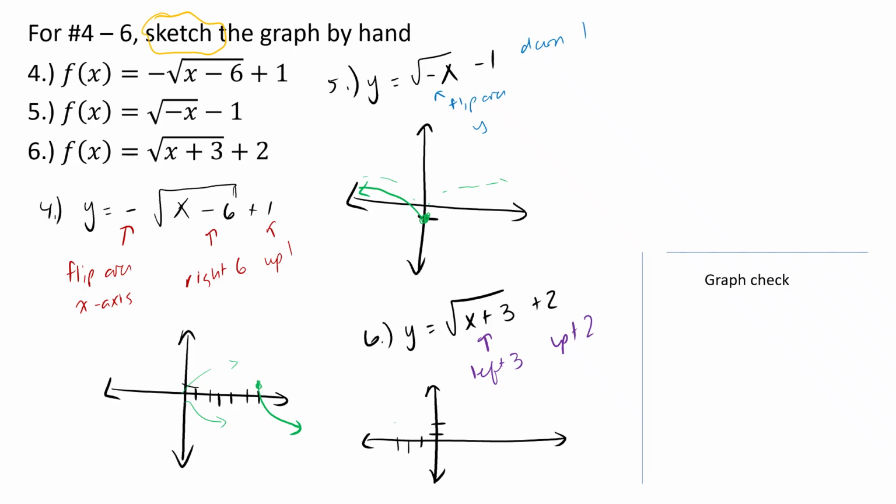So we get kind of where our end point is, and then we have not done any flipping on this. So the orientation will be the same as for the parent. Just try not to make it look like a straight line, okay?